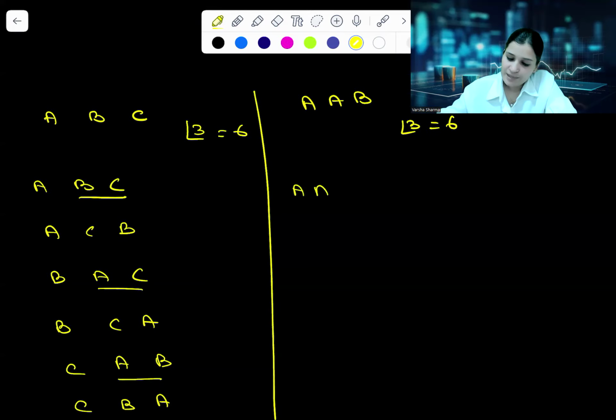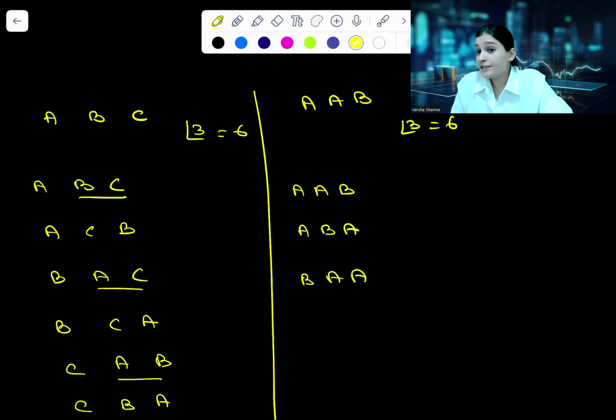So, one of the words will be AAB. B is in the third position. Then ABA, B is in the second position. Then BAA, B is in the first position. Can you think of any other word that can be formed using two A's and one B? No, these are the only three possibilities. That means the answer should not be factorial 3. The answer should be something else. Now, how do we calculate that?